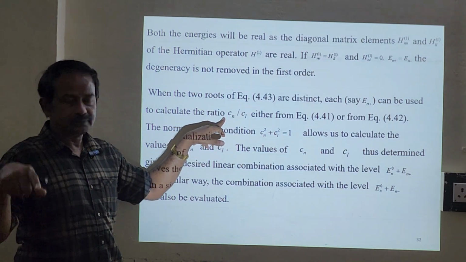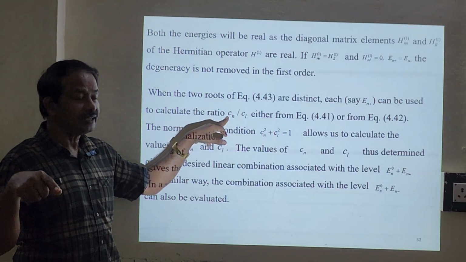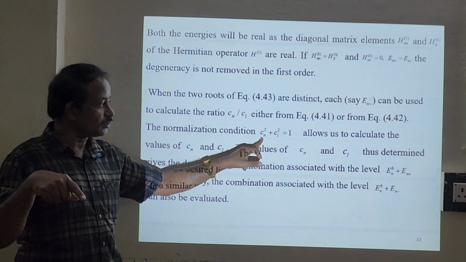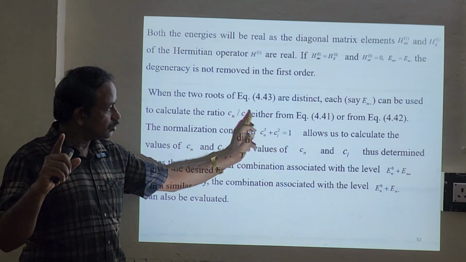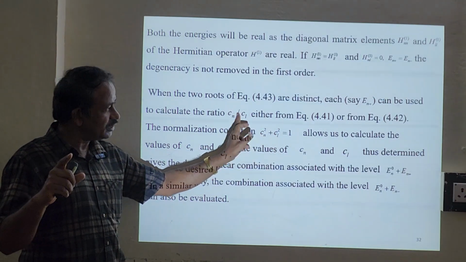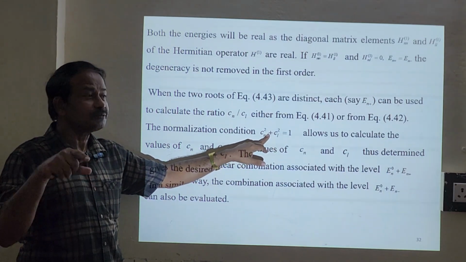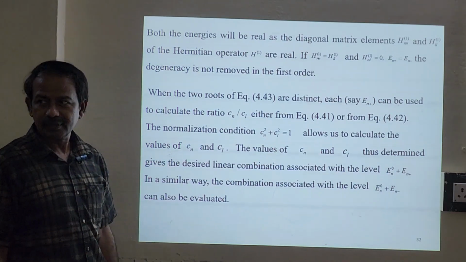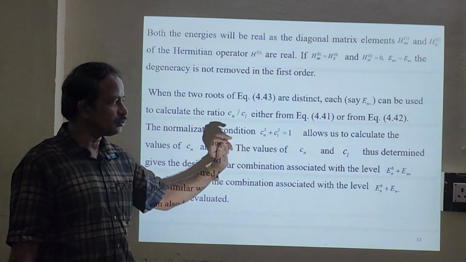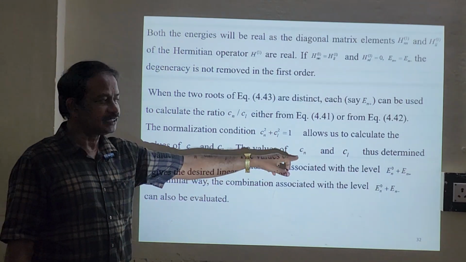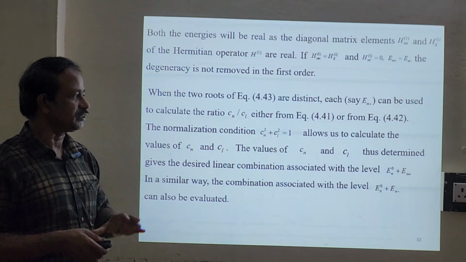So we can go with Cn by Cl, and the normalization constant C1 square plus Cl square equals 1. Using these two conditions will give us the values of the coefficients Cn and Cl. So it can be determined.